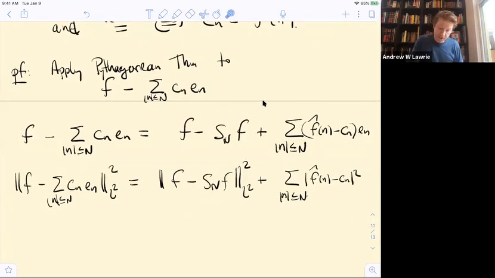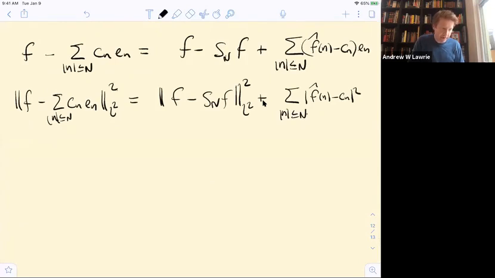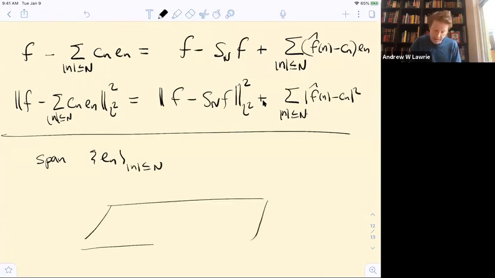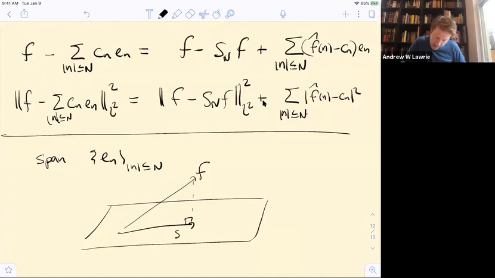And the interpretation is that if I think of the span of the En as a plane, and I think of the function f as a vector in the Hilbert space, in this vector space, then this S_N f lies in the span of these En. It's a vector in the span, and this is the orthogonal projection onto this span.